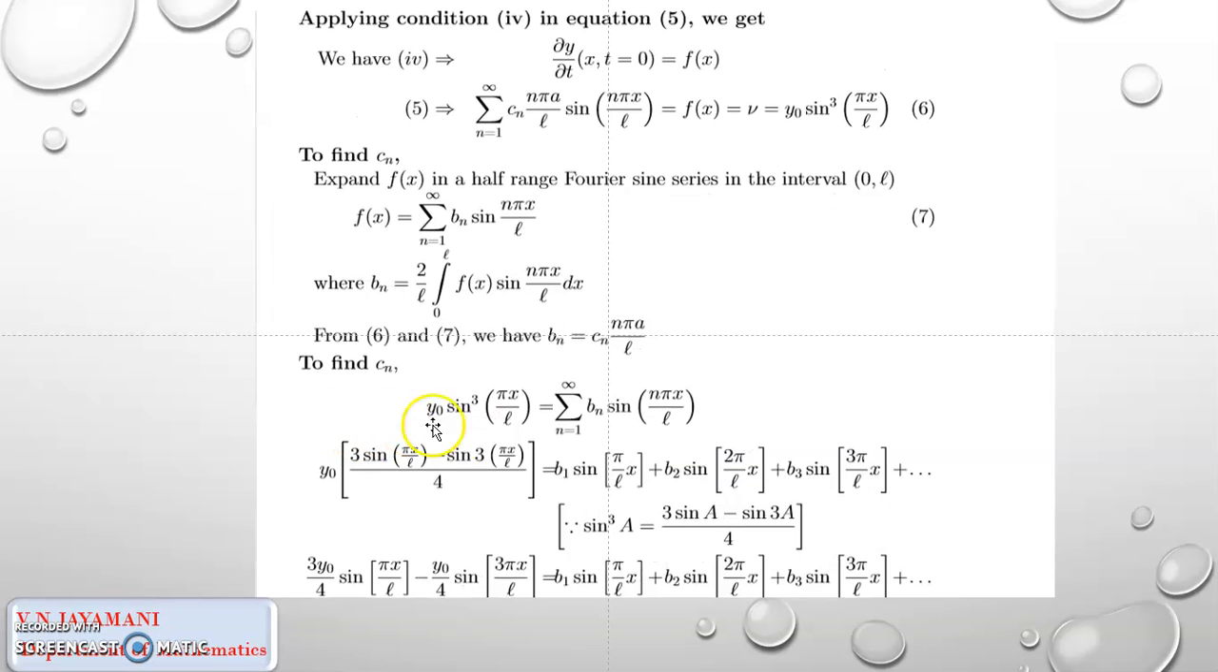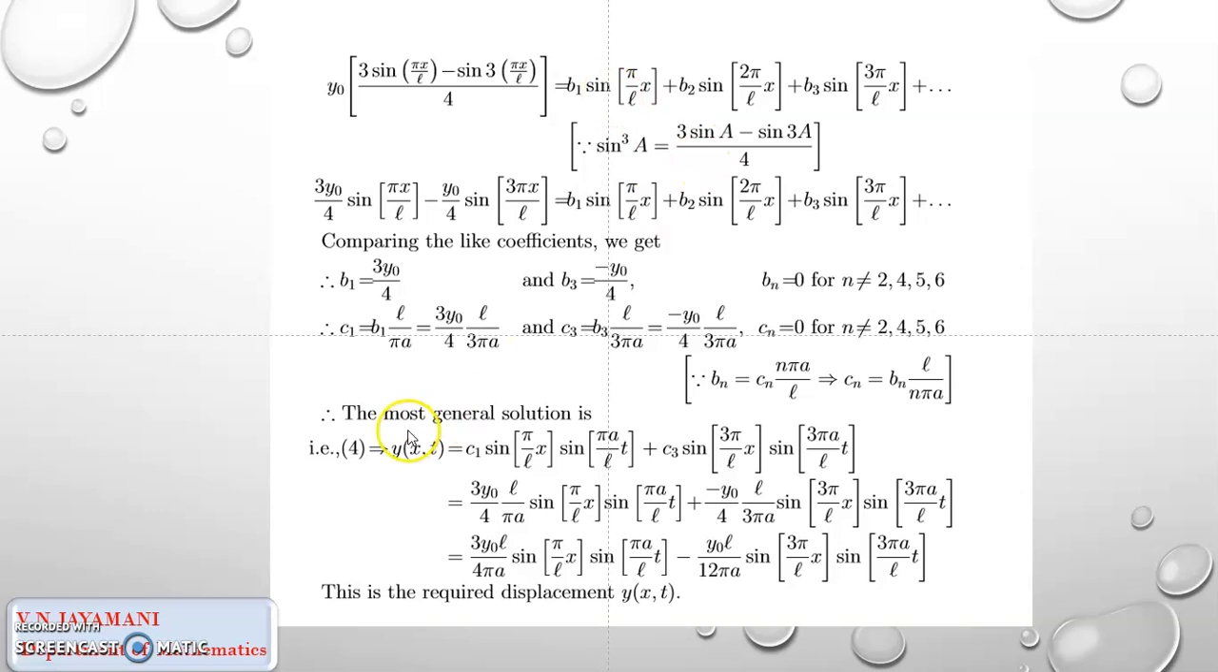Therefore, the most general solution is y of x comma t is equal to c1 sin pi x by L into sin pi at by L, plus c3 sin 3 pi x by L sin 3 pi at by L. Here we substitute the c1 value, 3 y naught by 4 into L by pi a, and the remaining term as it is, minus y naught by 4 into L by 3 pi a into sin 3 pi x by L into sin 3 pi at by L. So this is our displacement y of x comma t.